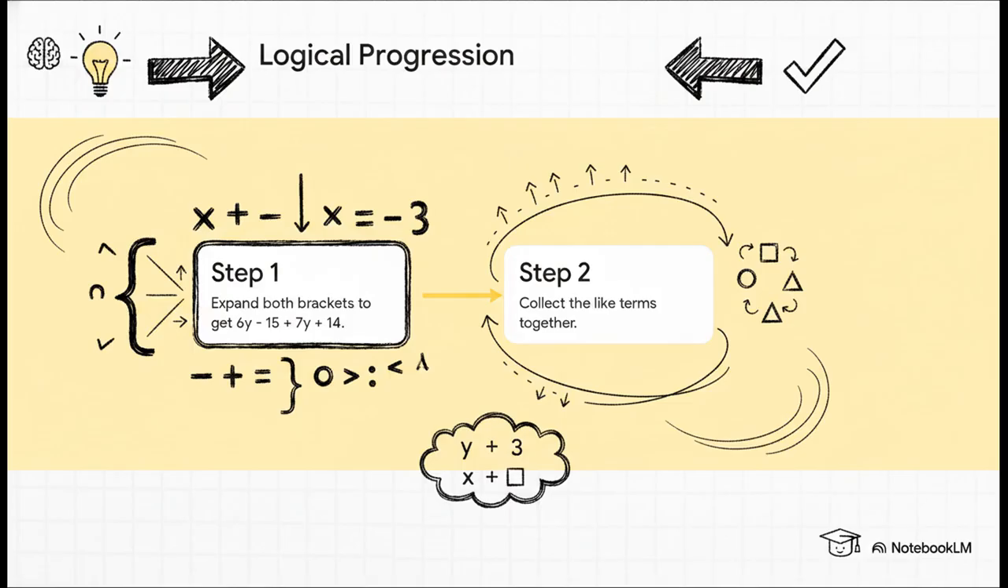But honestly, the most rock-solid, foolproof way to handle this? Just expand everything accurately first and then collect it all together. Multiply the 3 by 2y and minus 5. Then multiply the positive 7 by y and positive 2. That gives you a fully expanded, beautiful line of algebra: 6y minus 15 plus 7y plus 14. Then, you simply group your y's together and your regular numbers together.